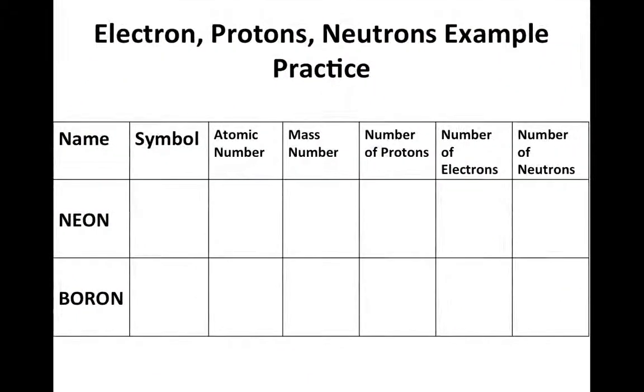Here we're going to let you practice with neon and boron. I want you to write its symbol, atomic number, mass number, the number of protons, the number of electrons, and how many neutrons are found in there. Remember, you're going to have to calculate the number of neutrons.